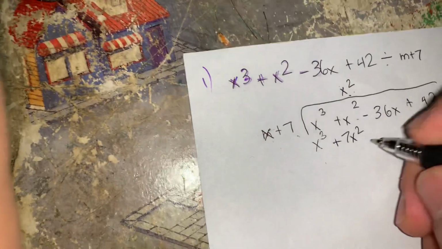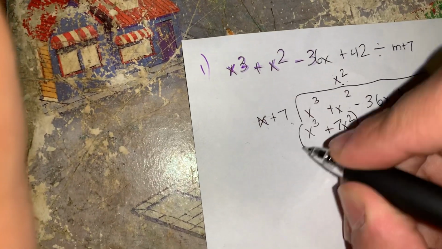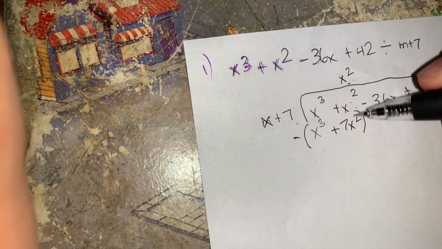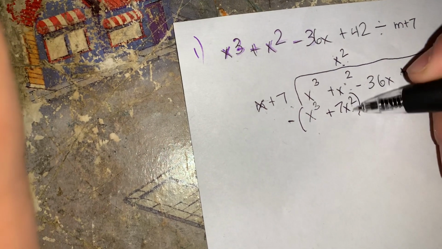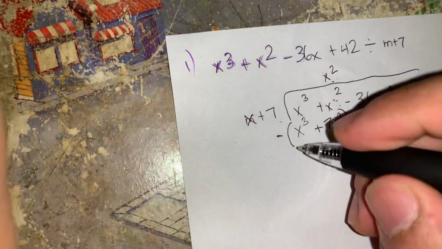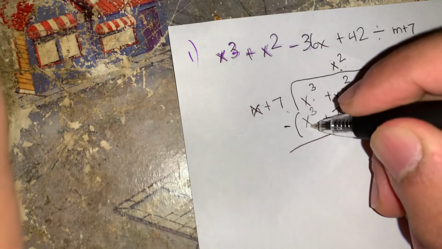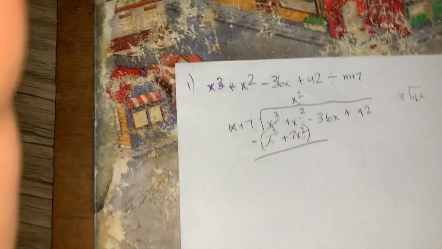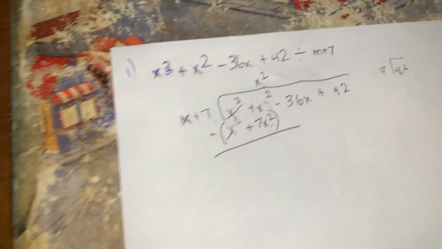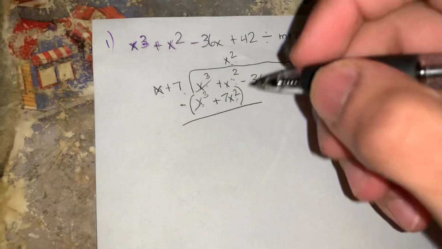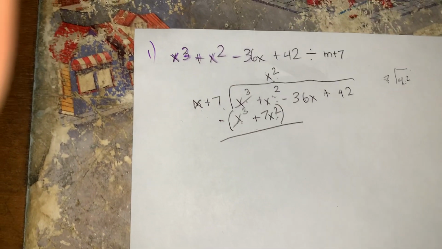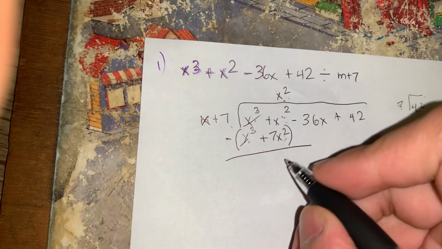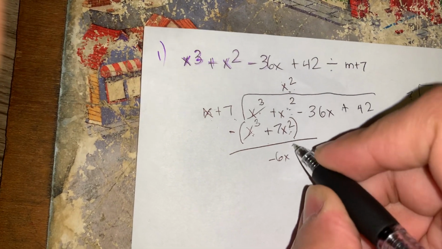What I like to do is put these two in parentheses and put a subtraction sign here, since you always subtract the two expressions. So you're going to subtract x to the third minus x to the third. That cancels out. And then x squared minus 7x squared, that's going to be negative 6x squared.